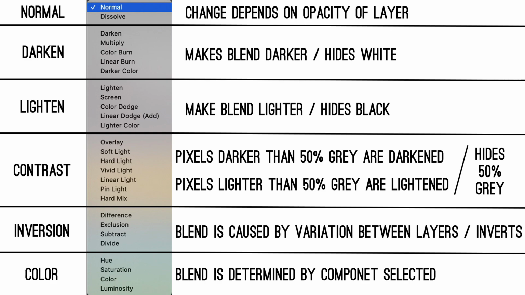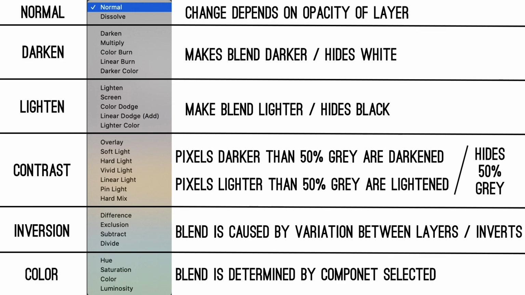So if you have an image and you want to just add the dark elements, darkening blend modes are going to work really good because they're going to just drop your whites and use your blacks. Now you have the complete opposite for lighten.